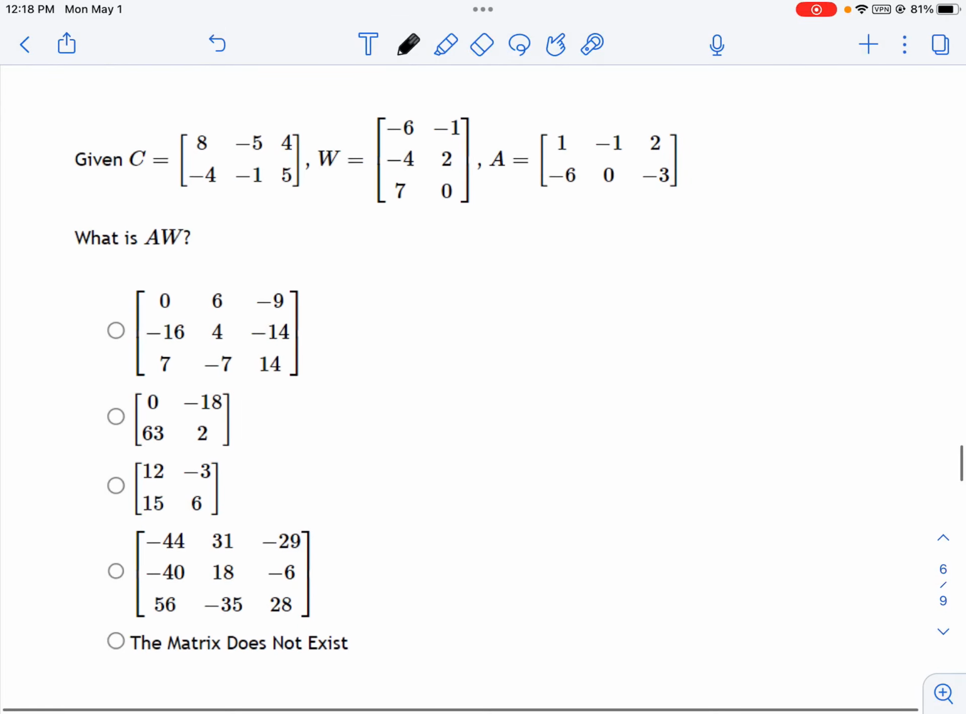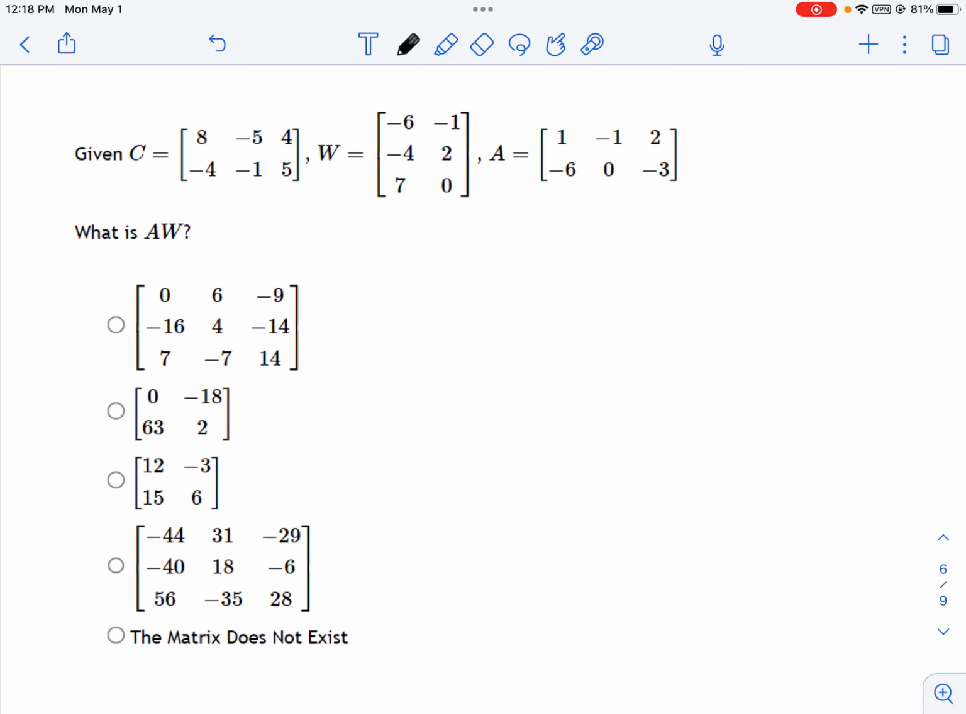Hello and welcome. So, you're given three matrices here. We're given C, W, and A, and we want to find what the product of A and W is.